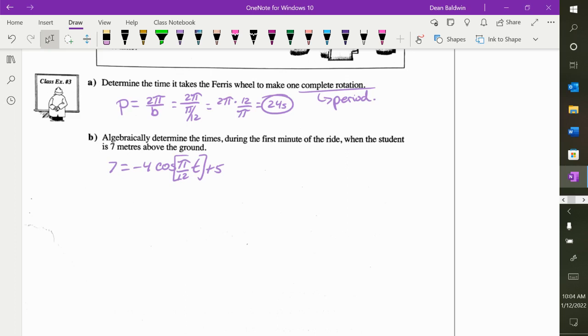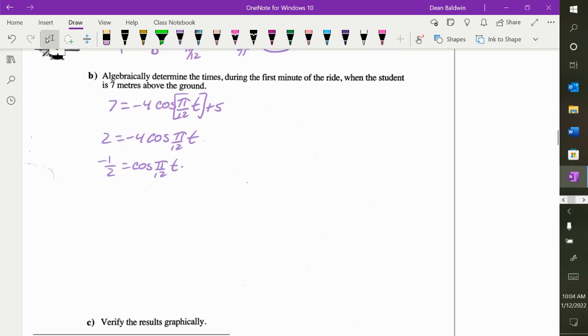Subtract 5, so 7 minus 5 is 2. I'm going to divide off the negative 4. Now that is something we know how to solve: negative 1/2 equals cos of pi over 12 t. Because I could write 2t or 2x or whatever, right? The pi over 12 is the b value. So we're going to solve it. Do we want to do a substitution method, or can we just do it? All right, so you pretend that you're solving just cos is equal to negative 1/2.